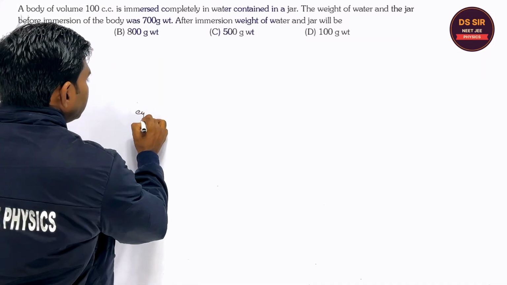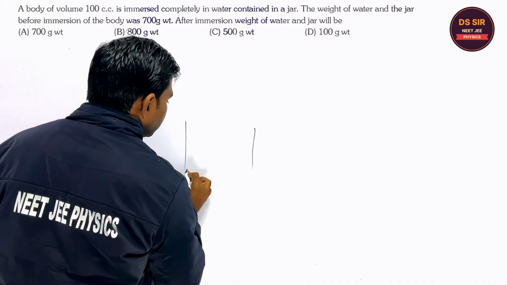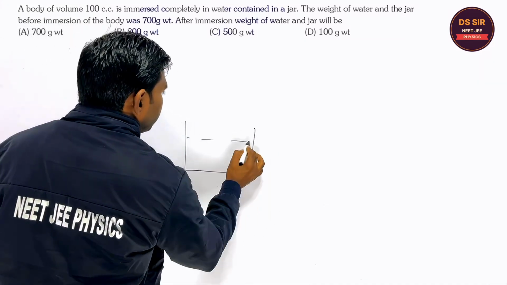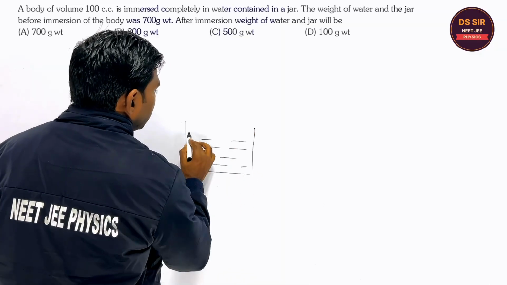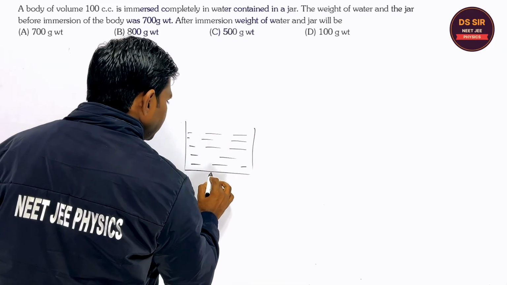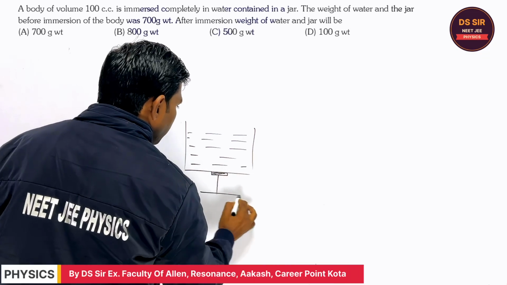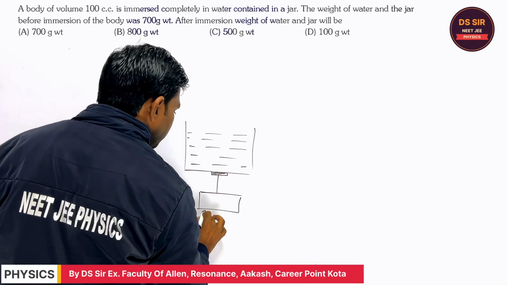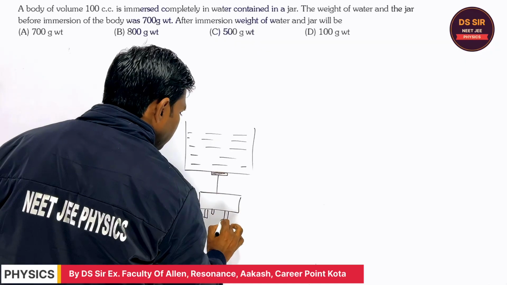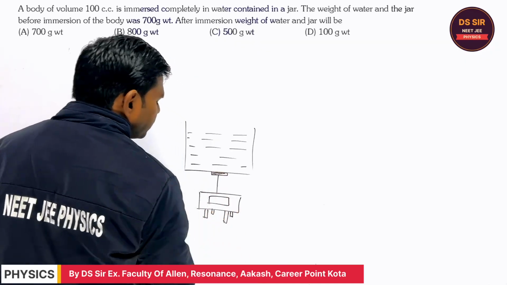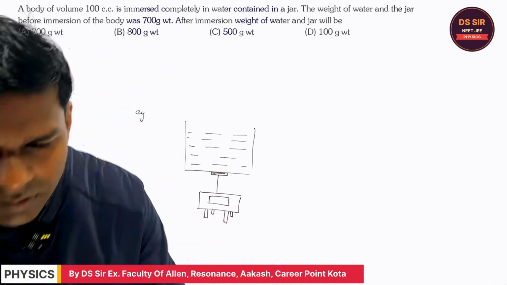So in this question, listen to one thing. Suppose we have a jar and the water is filled over here, right? And it is placed on a weighing machine. Suppose it is lying on a weighing machine, and this is the weighing machine, like this. This is the reading. So what will be the reading of the weighing machine?